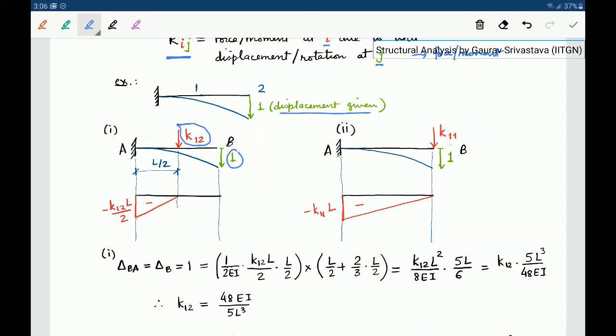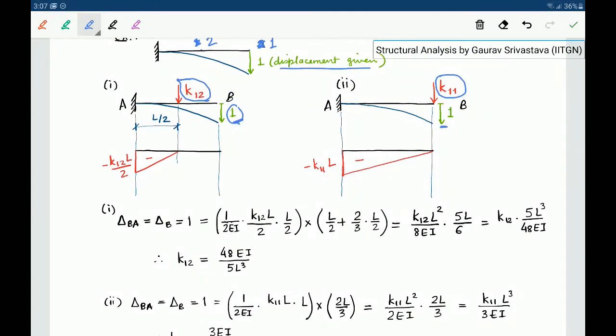And similarly, the force which will be required at coordinate 2, I think there is a mismatch in the coordinate naming. So I think this is coordinate 1 and this is coordinate 2. Okay, so the force applied at coordinate 2 to create a unit displacement at coordinate 1, that is the stiffness coefficient K12, and the force applied at coordinate 1 to create a unit displacement at coordinate 1, that is K11, the stiffness coefficient, right? And these we can easily calculate.